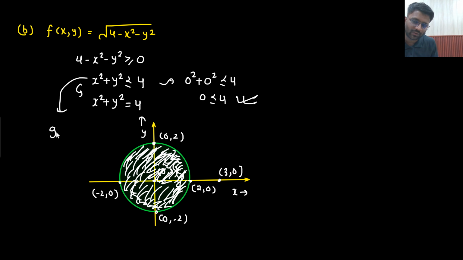So what is 3 square? That will be 9. 0 square. So 9 less than equals to 4. Is it acceptable? No. 9 is not less than equals to 4. So it is not acceptable. That means the outside region will not be accepted. The inside region will be accepted.